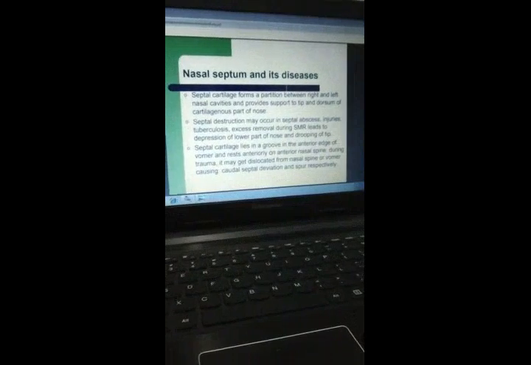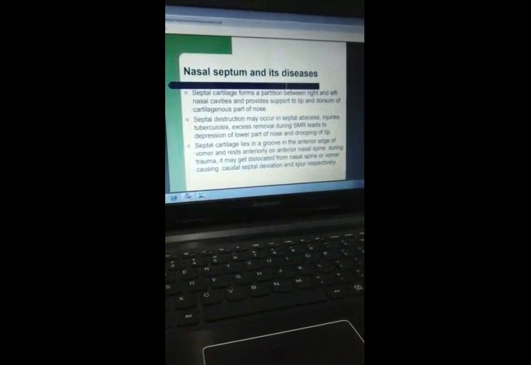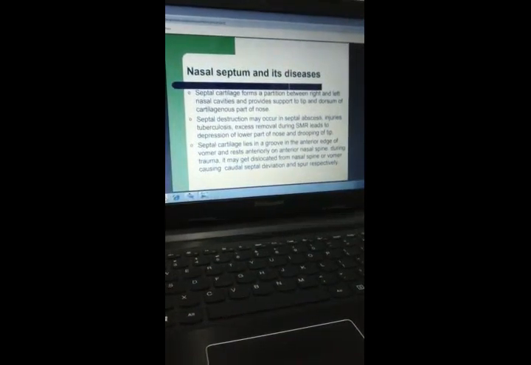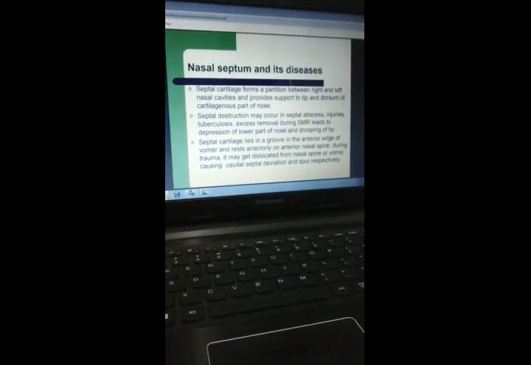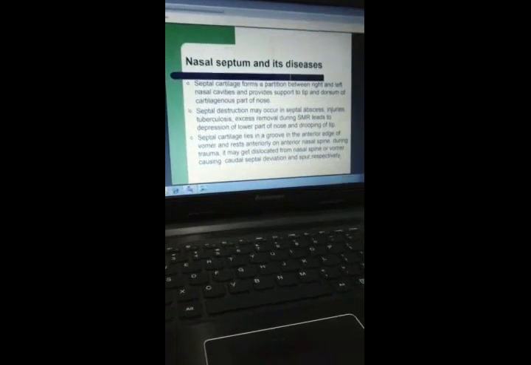Septal destruction may occur in septal abscess, injuries, tuberculosis. Excess removal during SMR leads to depression of the lower part of the nose and drooping of the tip.